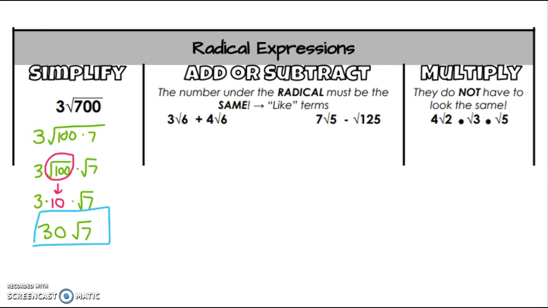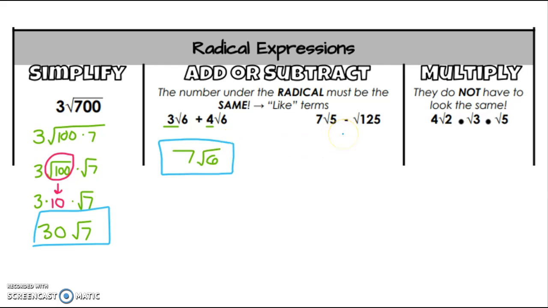Now let's try adding and subtracting radicals. So your note right here says that the number under the radical must be the same. That makes them like terms. So in this first example, 3 square roots of 6 plus 4 square roots of 6, that's going to combine together to make a total of 7 square roots of 6. And that's the way that I would leave the answer.